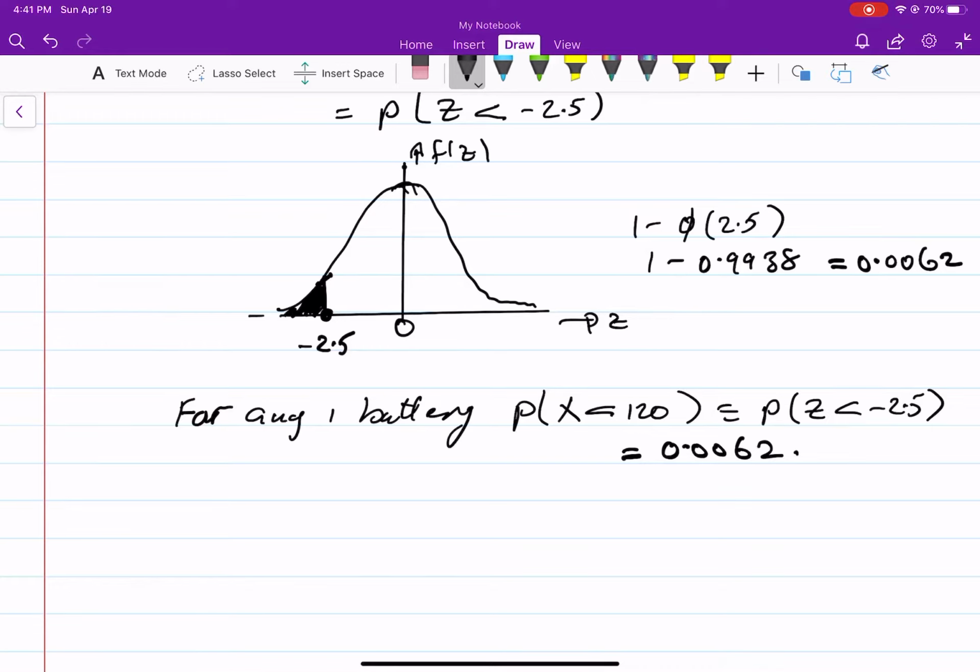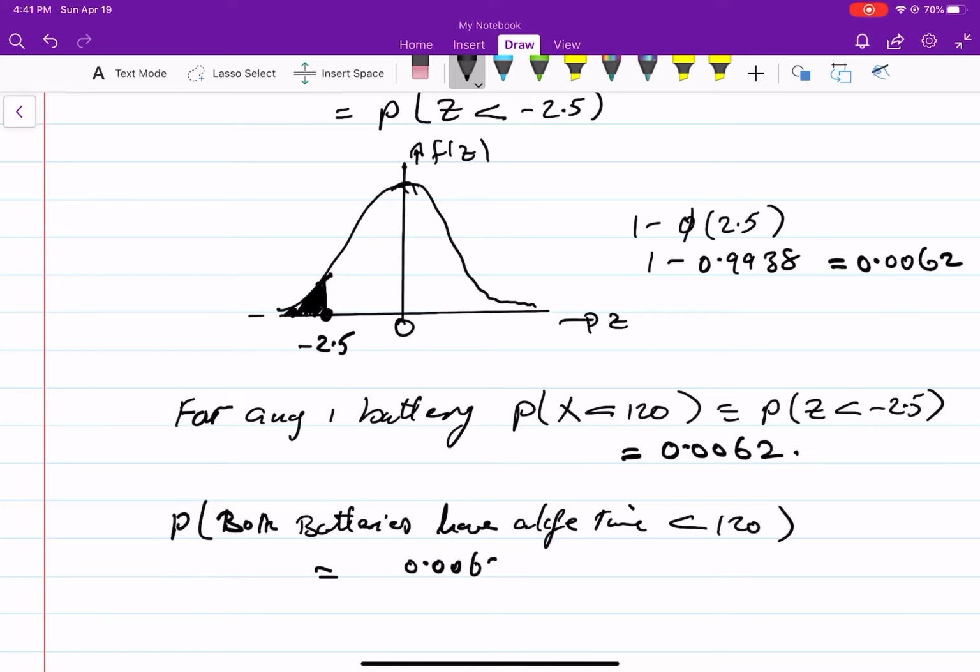How do I find the probability that both batteries, the first one and the second one, have a lifetime less than 120 hours? You multiply. When two events are independent, to get the overall probability, you multiply. So the probability that both batteries have a lifetime less than 120 hours is equal to 0.0062 all squared.